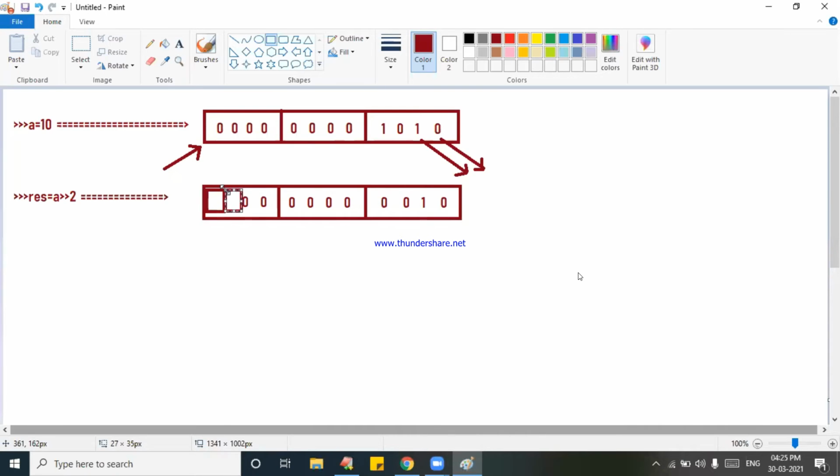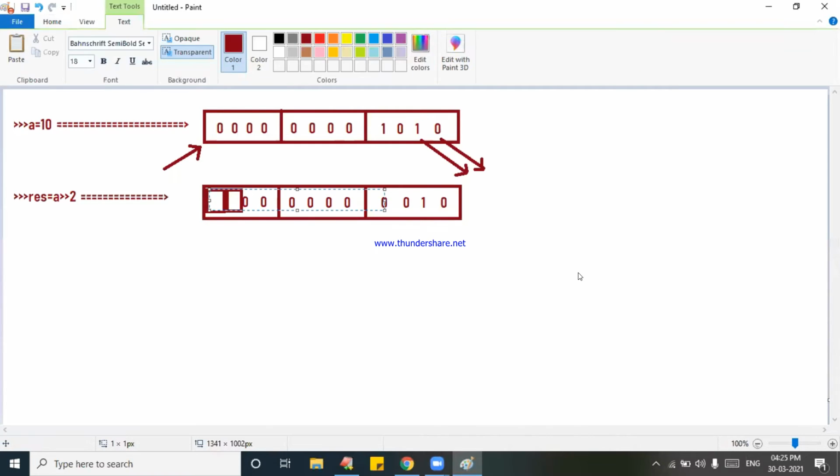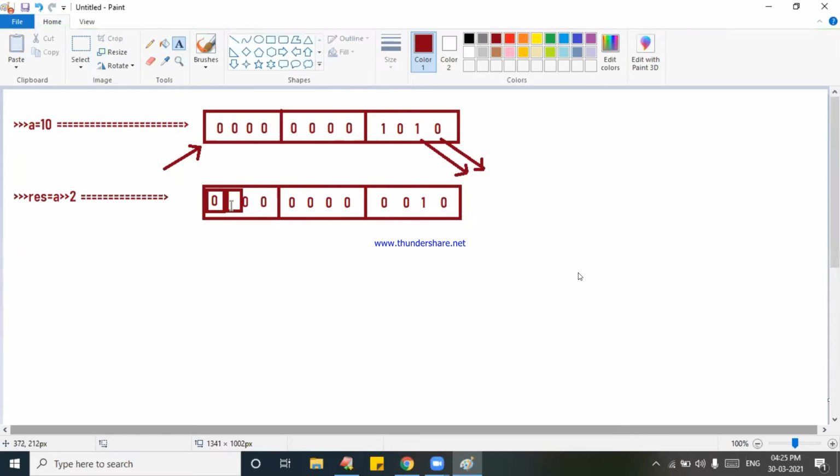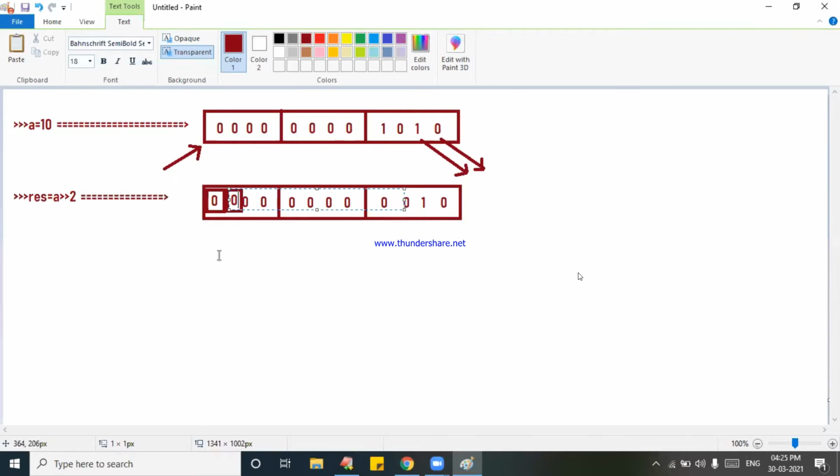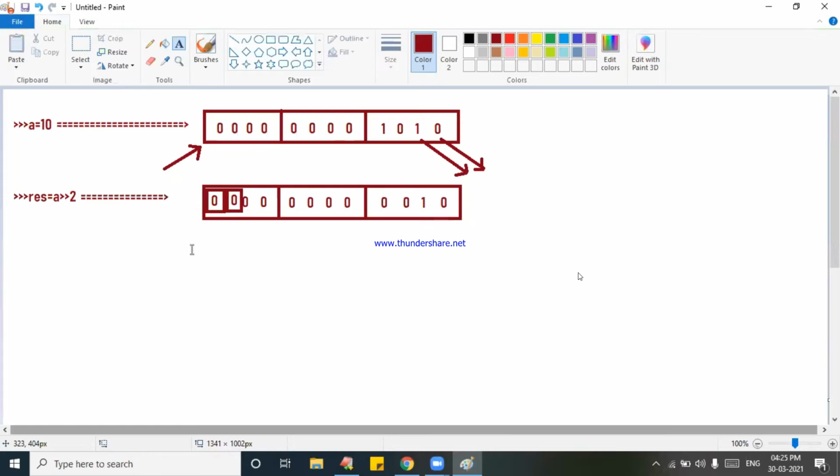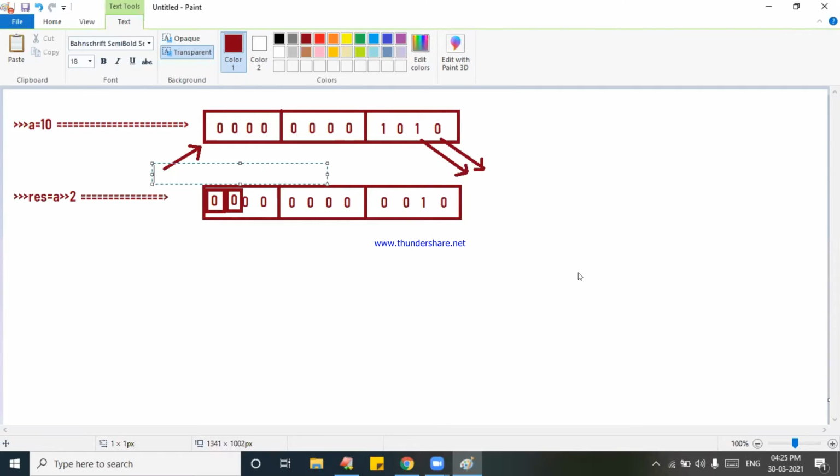Now, try to understand, a small gap I am giving. So what should I say here? Fill with 0. And here also, next also fill with 0. This is 0. Adding 2 zeros. Here, add 2 zeros. So you already understand, right?